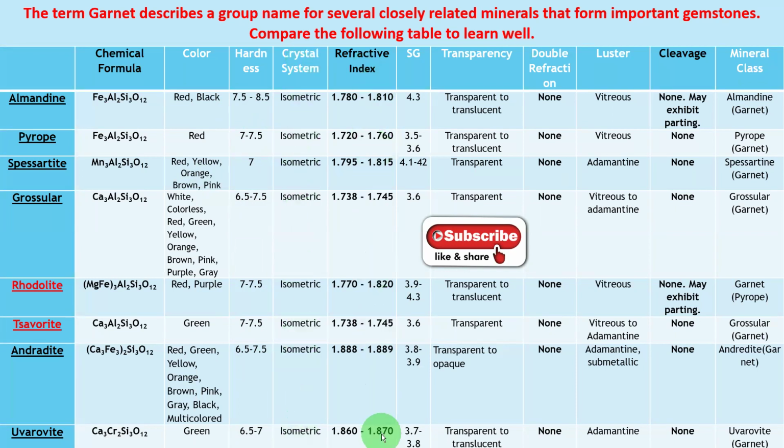This is the RI range. Specific gravity. Transparency is given. Double refraction none. All are single refraction, all are singly refractive, no double. Luster, vitreous. Vitreous means like glass. Almandine is vitreous. Like a diamond. Vitreous to submetallic. You can understand these.